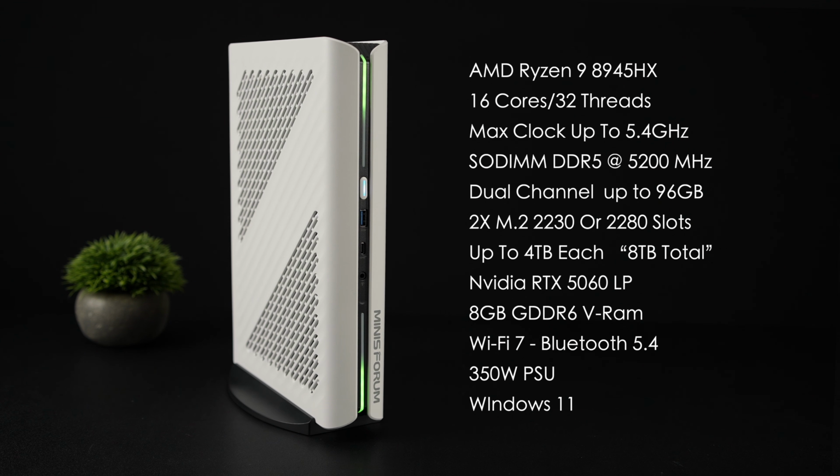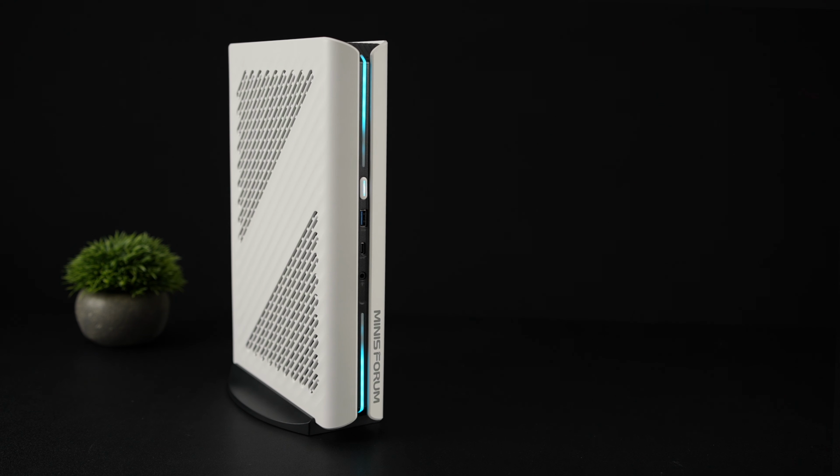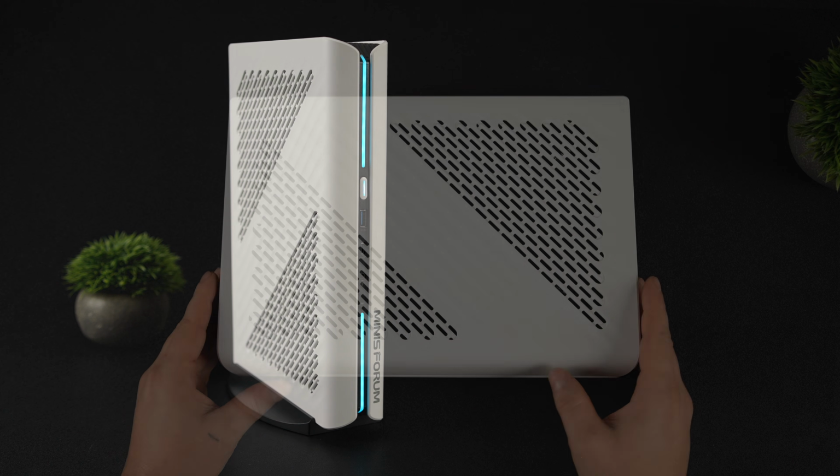It's got two M.2 slots that'll support either a 2230 or 2280 drives, both up to 4 TB each. So you can add a total of 8 TB SSD storage in this mini PC. When it comes to the GPU, this comes preloaded with an NVIDIA GeForce RTX 5060 low profile desktop GPU with 8 gigs of GDDR7 VRAM. Wi-Fi 7, Bluetooth 5.4, a built-in 350-watt power supply, and out of the box, this is running Windows 11.